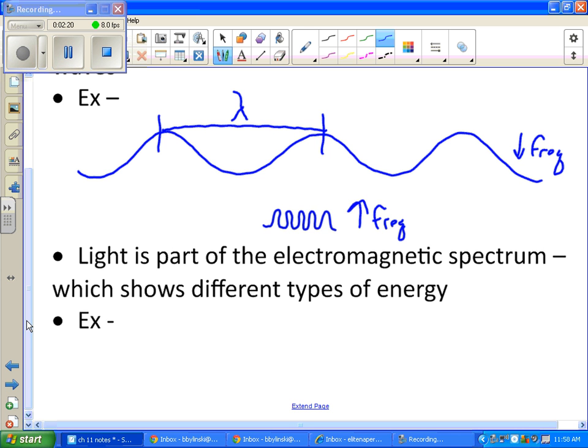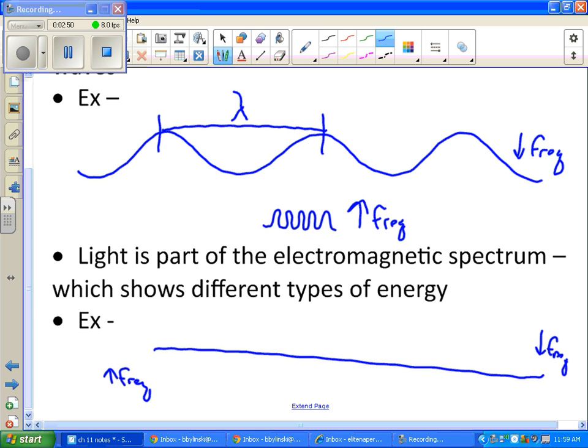The next thing we want to look at is the electromagnetic spectrum. Light is a part of the spectrum, but I'd like to show you the other parts of the spectrum because a lot of them are involved in your everyday life. Okay, so this spectrum goes from high frequency wavelengths to low frequency wavelengths. Okay, the higher the frequency, the more dangerous they are.